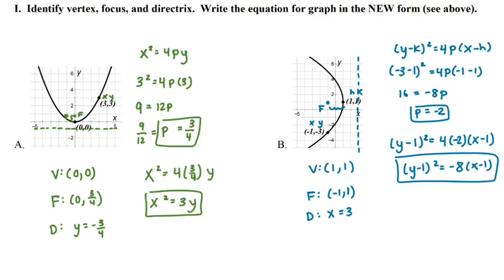All right, so the first set of homework is going to be like these two examples.